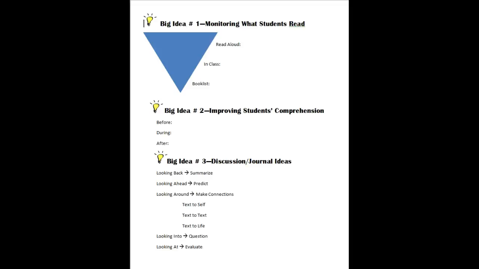Okay, these are big ideas, very important ideas. And this should be a sheet that you have in your notes. Big idea 1, 2, and 3. There is a lot of overlapping with other material. And when you hear something repeated, that should be a heads up that this is something that I think is important. So big idea number 1, monitoring what students read.